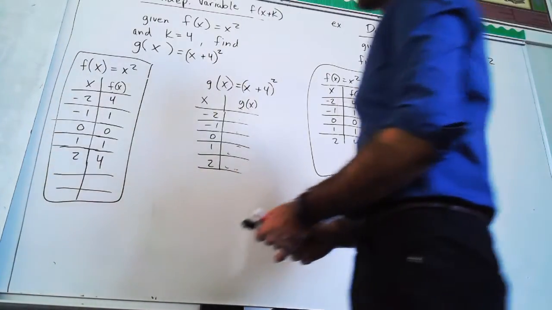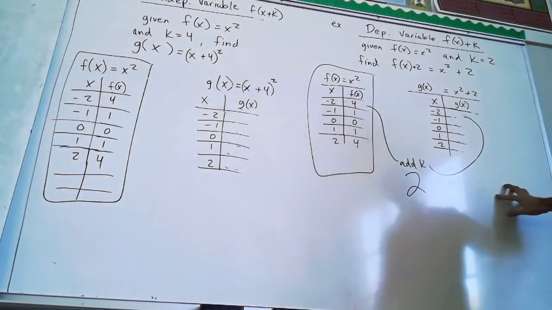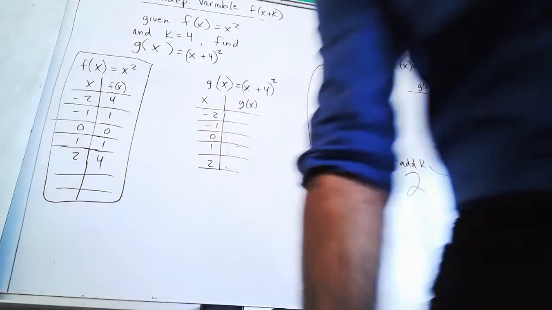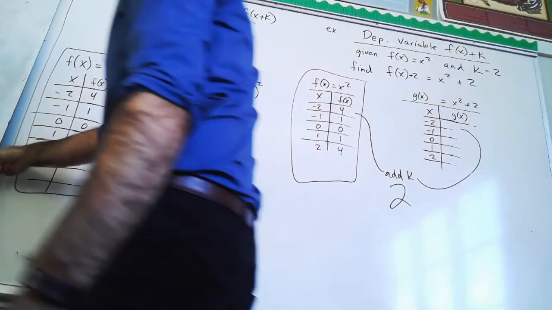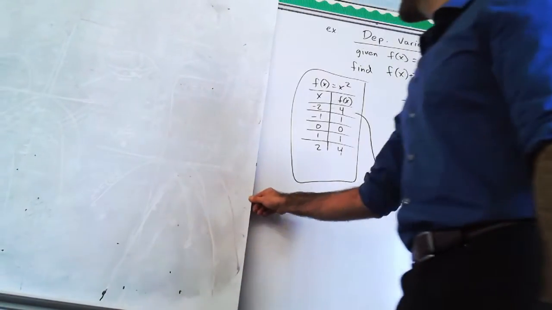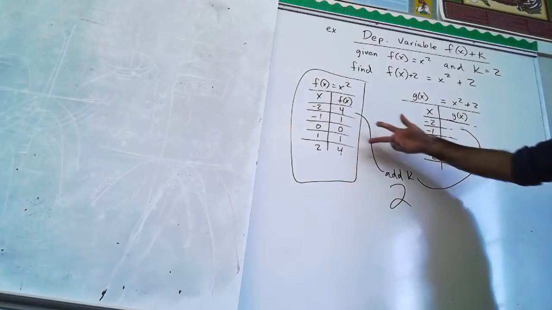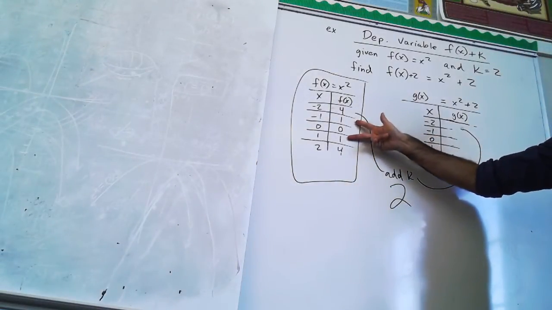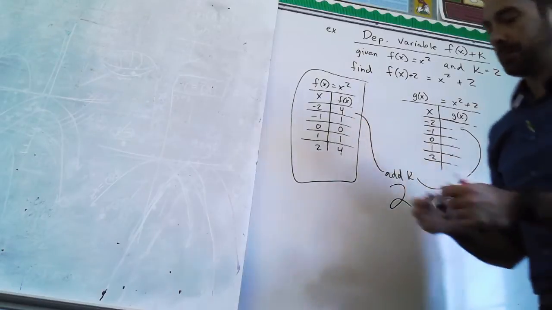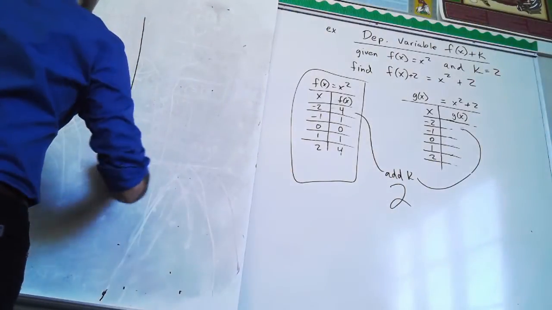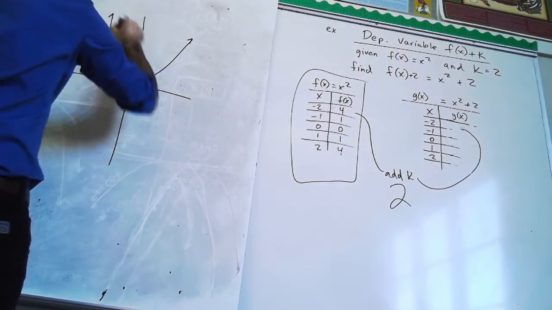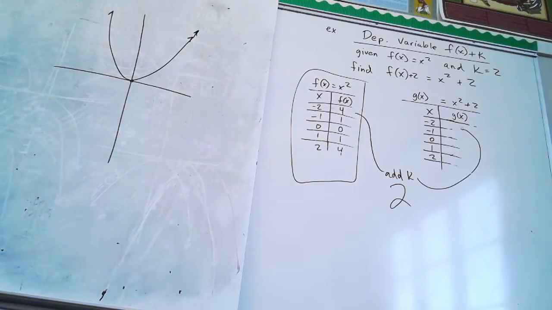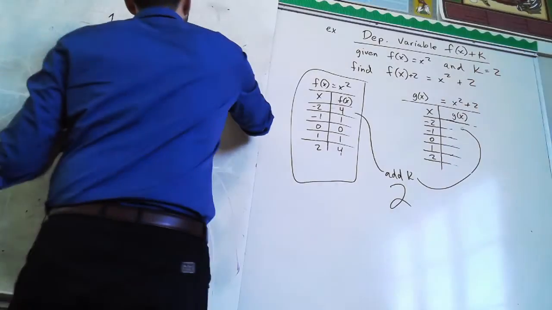Let's actually look at the dependent variable one first. So with the dependent variable, I really like doing the dependent variable first because if we already have our table for f of x is equal to x squared, remember this is just a parabola going right through the origin. It has the general shape of a standard parabola, like so. Okay, so this one is f of x is equal to x squared.